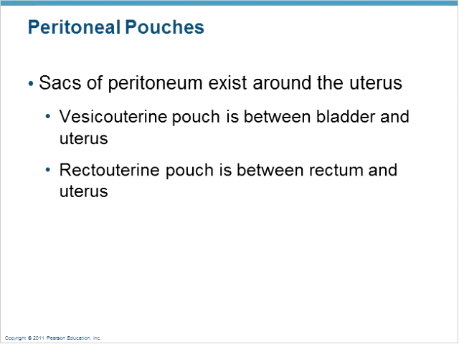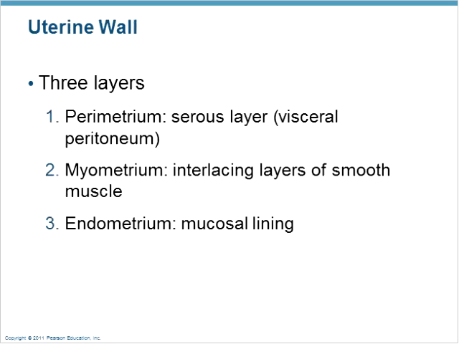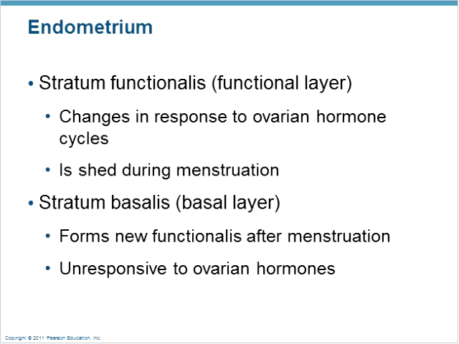The peritoneal pouches are the sacs of peritoneum that exist around the uterus. There's the vesicouterine pouch, which is between the bladder and the uterus, and the rectouterine pouch, which is between the rectum and the uterus. There are three layers of the uterine wall. There's the perimetrium, which is a serous layer, the visceral peritoneum. The myometrium, which is interlacing layers of smooth muscle. And finally, the endometrium, which is a mucosal lining, the part that's shed during menses.